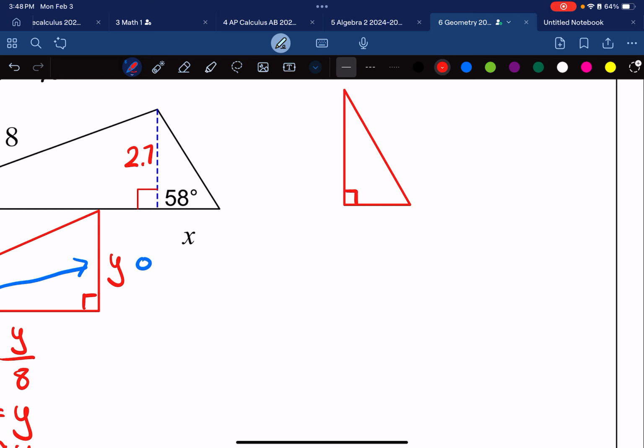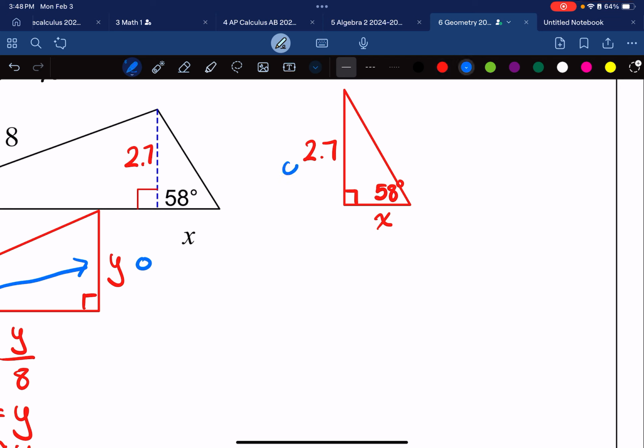looks like this. I have a length of 2.7. I have an angle of, let me make sure I have enough room here, 58 degrees. And I have this length of x. Notice again, I have 2 constants or 2 numbers and 1 variable. That means I'm ready to solve. So I need to label everything.